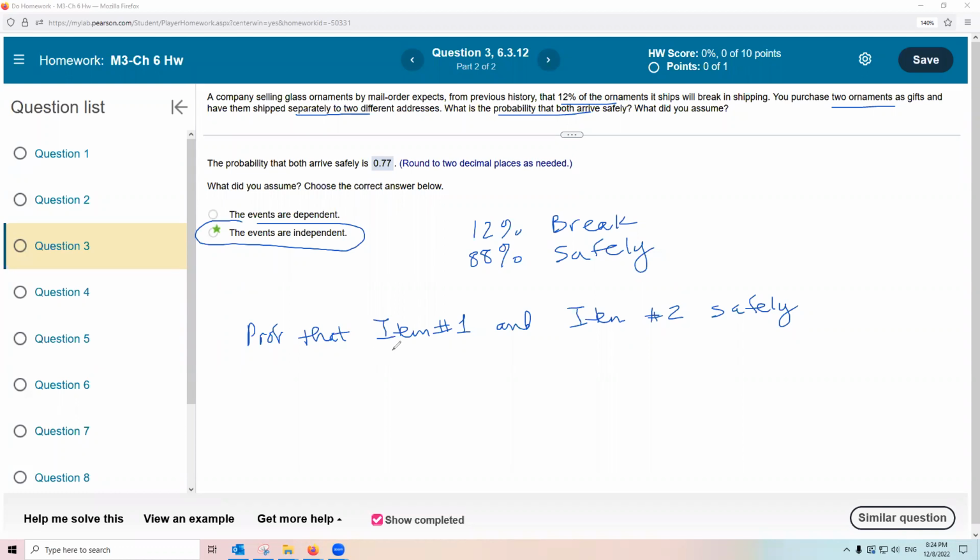Well, this formula says if you want to know the probability of 2 events happening when they're independent, you take the probability for item 1 and multiply it times the probability for item 2. Well, in this example, we want to know the probability they both arrive safely. So this is going to be 0.88 for item 1 times 0.88 for item 2. And if you work this out on your calculator, you get the answer 0.77.